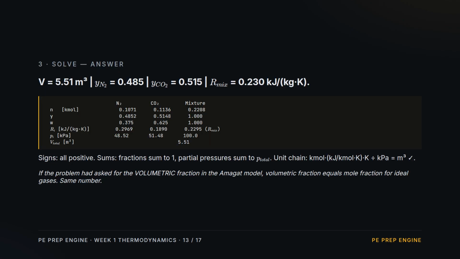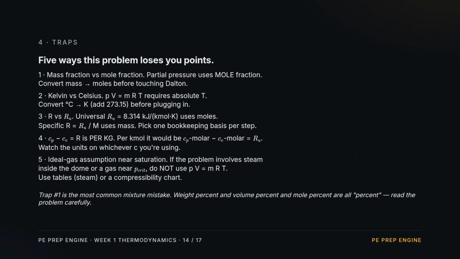Final answers. Total volume about 5.5 cubic meters. Mole fractions 0.485 and 0.515. Partial pressures sum to 100. R mix about 0.23. All cross-checks pass. Bonus, in the Amagat model, volumetric fraction equals mole fraction for ideal gases. Same number.